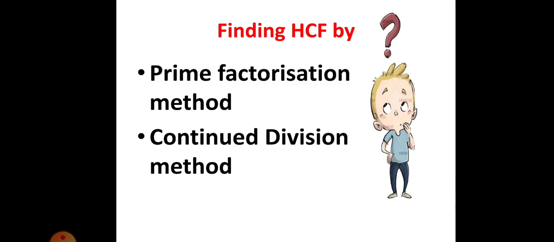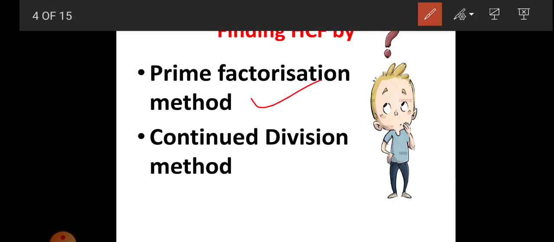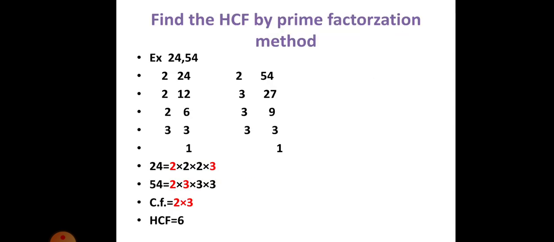Now finding the HCF by the prime factorization method and the continued division method. Prime factorization method: you know that yesterday we solved prime factorization. So finding the HCF by the prime factorization method, we use only prime factors, and the continued division method means the long division method. Now first let us find the HCF by the prime factorization method. Example: 24 and 54.